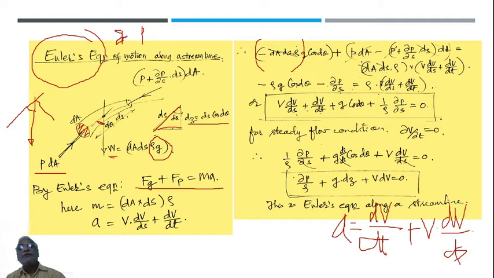Now the next forces are these two pressure forces: P dA minus again this one, P plus ∂P/∂s into ds, into dA. So this is the left-hand part of the equation, that is Fg plus Fp is equal to mass times acceleration. Mass is dA ds rho. Acceleration is given by v dv/ds plus dv/dt. So I have just substituted everything over here.